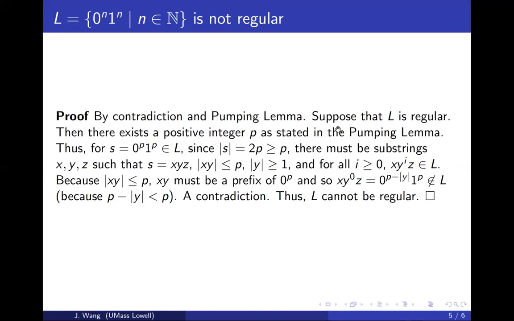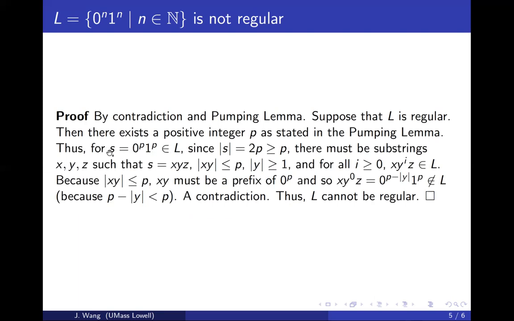So we use the pumping lemma. Now we want to show that this L does not have the pumping property. In order to do that, we use an assumption: we assume that L is regular. Then we can apply the pumping lemma. So there exists a positive integer p as stated in the pumping lemma. For any string s in L with length greater than or equal to p, s can be divided into x, y, z such that the length of xy is less than or equal to p, y is not empty, and you can pump y up and pump y down to still have a string in L.